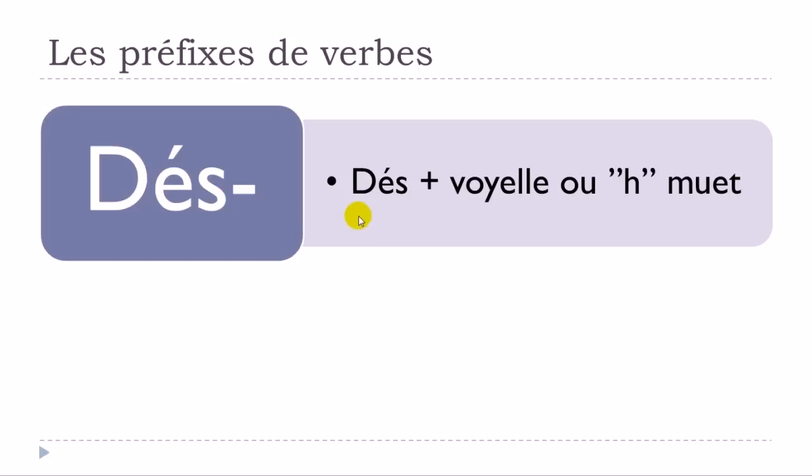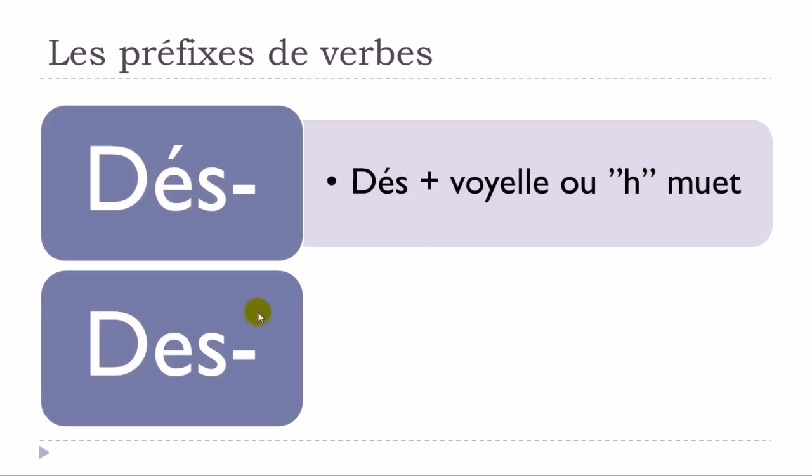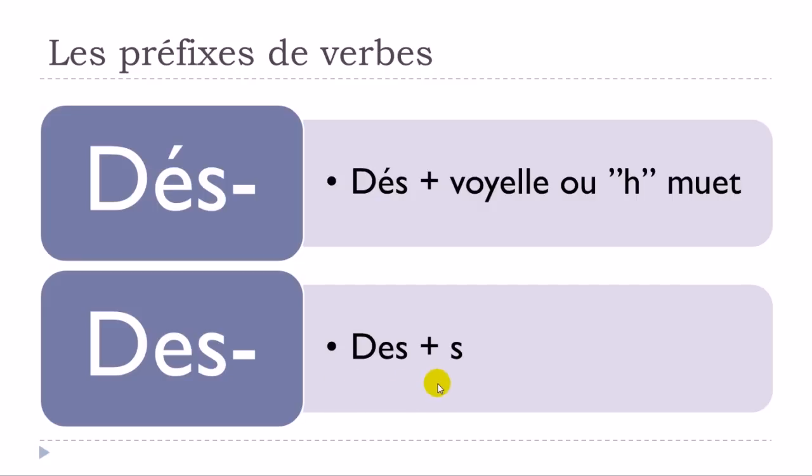It will be used for the verbs starting with a vowel, or H muet, mute, plus a vowel. So remember that we're not talking about all the verbs starting with H. And then we will also have the option of DES, so you can see that you don't have any accent here, and it will be used only for the verbs that start with the letter S. So keep in mind, dés with accent aigu will be used for verbs starting with une voyelle or H muet, and DES without the accent will be used for the verbs starting with S.